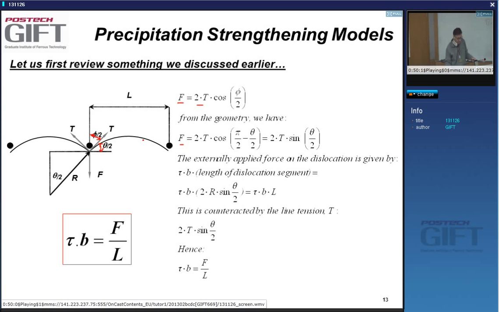Okay, so now the other thing we know is that the situation is caused by an externally applied stress. Otherwise the dislocation would just be standing straight, minding their own business and not running into these obstacles, right? So the force on the dislocation which causes this situation to happen is tau times b times the length of the dislocation segment. If the dislocation segment has a radius R, and the distance between the particles is L, then we can write tau b times L as tau b times 2R sine theta over 2.